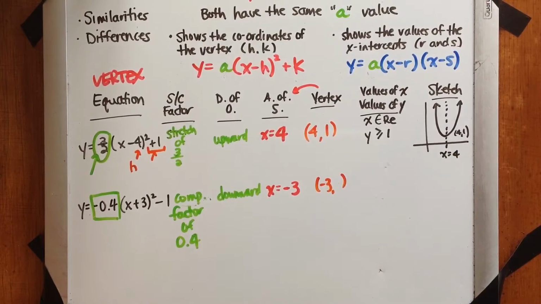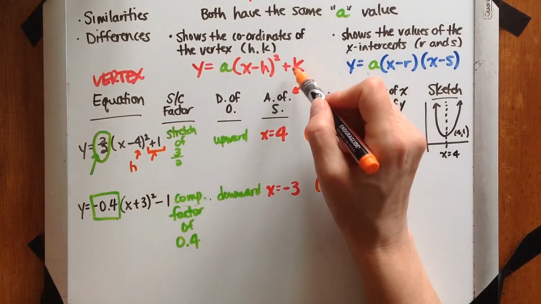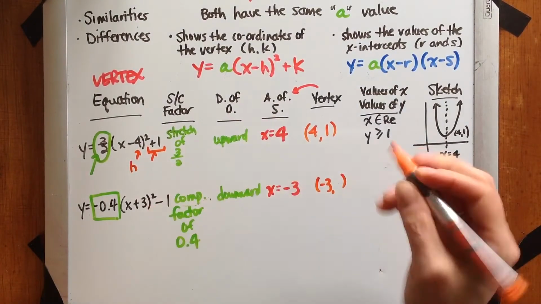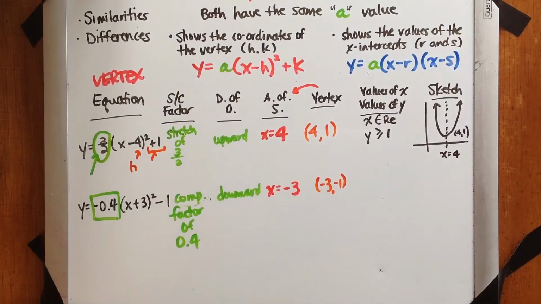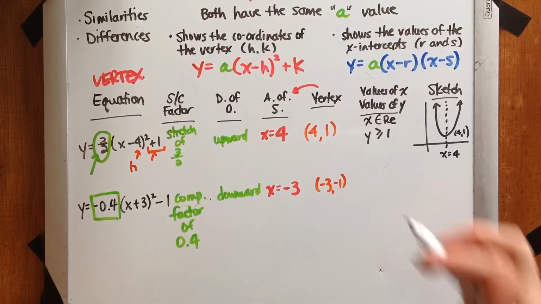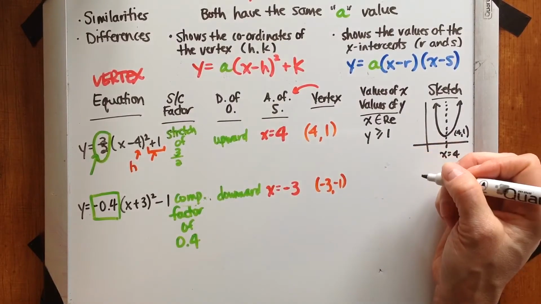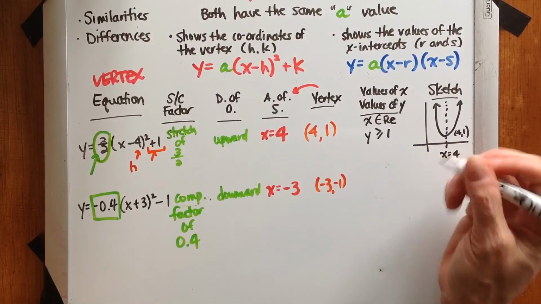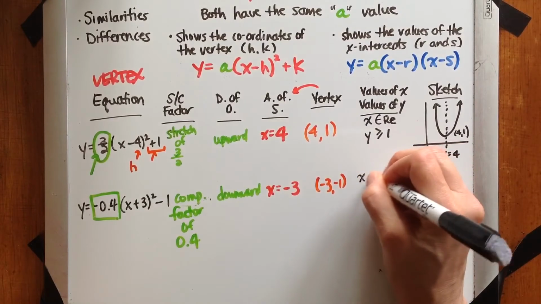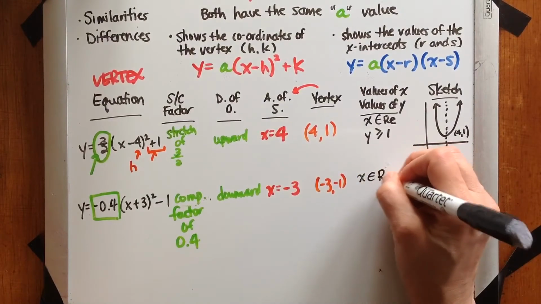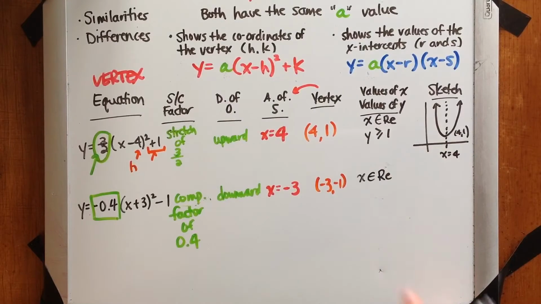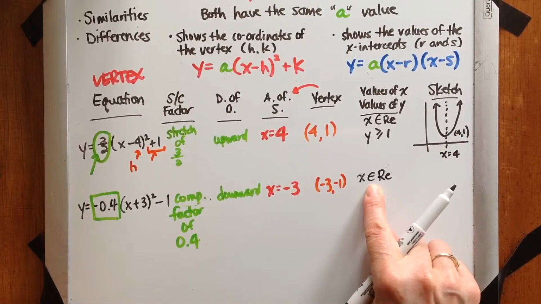All right, what is the y value of the vertex? Well, we know that comes from k. So here we see a negative 1. There it is. What are the values that x can have for this parabola? Well, for all of our parabolas, because we're only studying upward and downward facing ones, x can be anything, where x is an element of the real number system. This is just a Greek letter epsilon to say an element of.